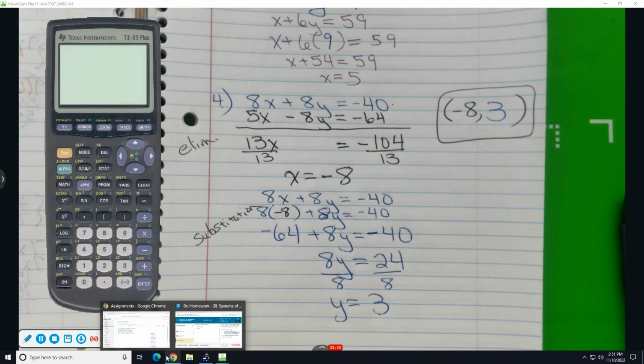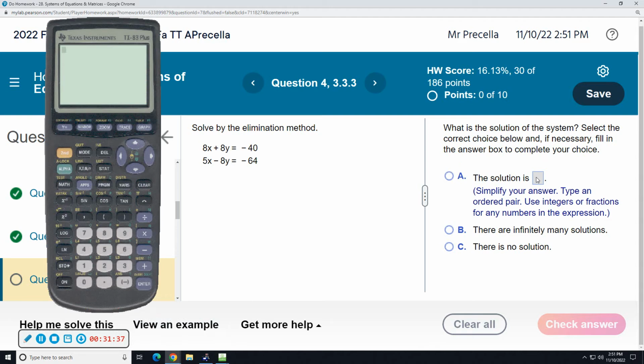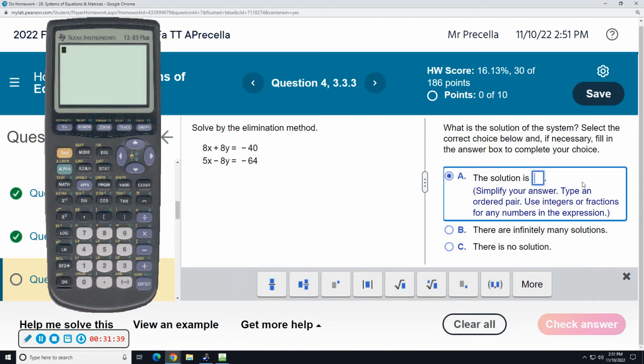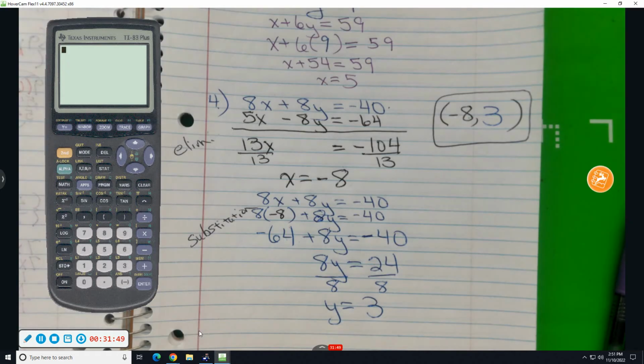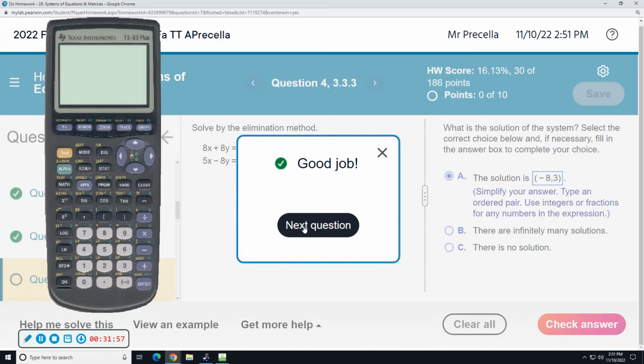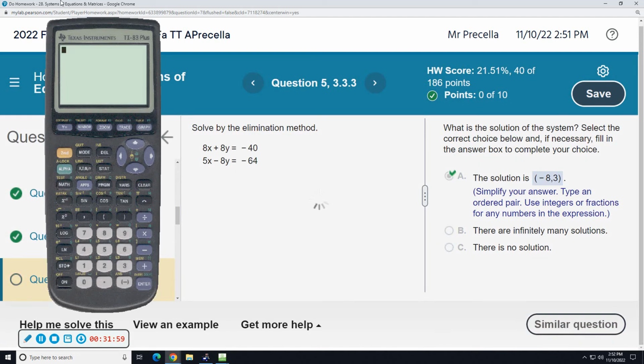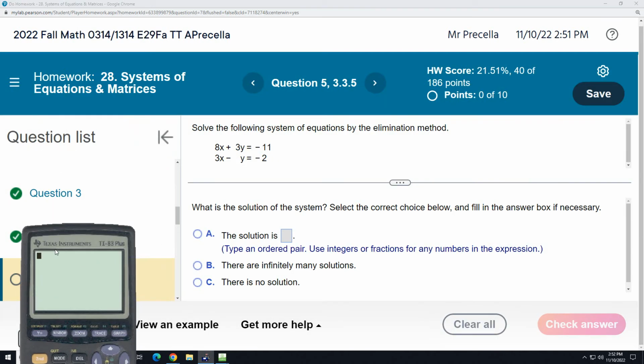Let's punch in the answer. Okay. Parentheses, negative 8, comma 3. And go back to, okay. Everyone finished with this? Finish with this one. Okay, number 5. I keep thinking there's going to be a more interesting elimination.